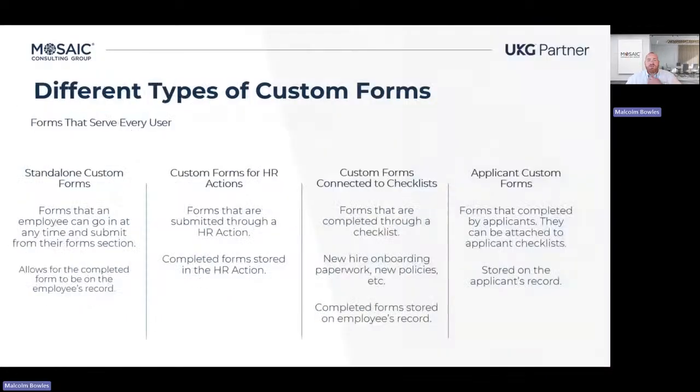All right. So the different types of custom forms. You have your standalone custom form, then you're going to have your custom forms for HR actions, your custom forms connected to checklists, and then your applicant custom forms. Now, your standalone custom forms are the ones that your employees can go in at any point in time and submit from their forms section. This allows for the completed form to be recorded on that employee's record.